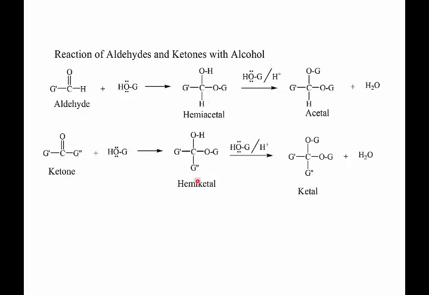Now, this addition product here, interestingly, is at the 50% point in this overall process. It's halfway between the starting aldehyde or ketone and the final acetal or ketal product, and guess what? We call them hemiacetal and hemiketal. Hemi, of course, means half of, like a hemisphere is half of a sphere. So that's where the term hemiacetal comes from.